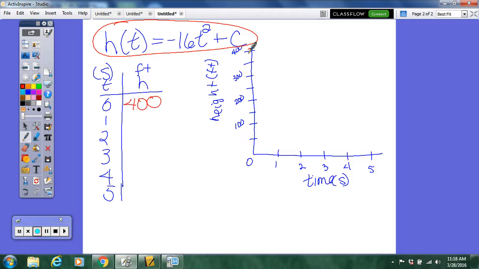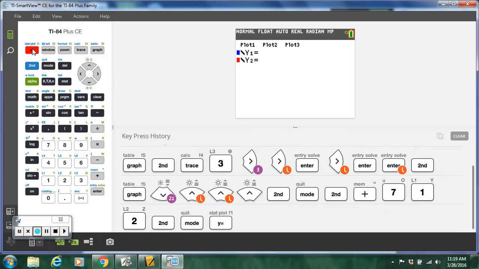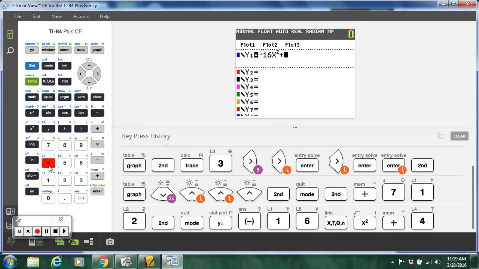Okay, so 0, 400. Because if we write our equation, h of t is negative 16t squared plus 400. Why is a negative? What's happening to the stick? It's falling down, right? A is negative because it's falling down. It starts at 400. Alright, so let's go to our calculators and put in negative 16x squared plus 400. You're not putting in t squared.